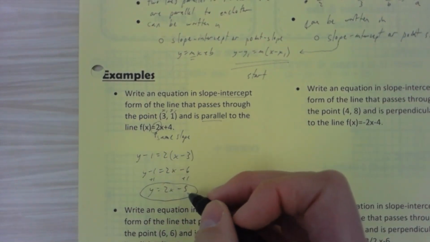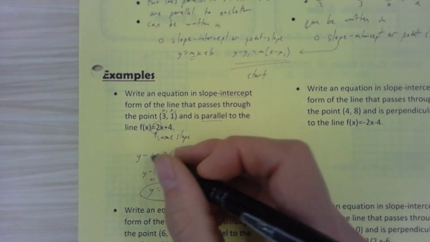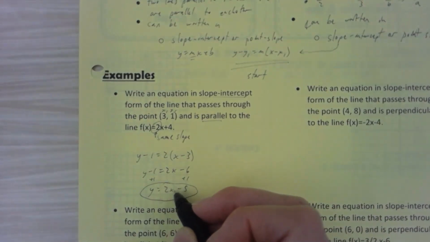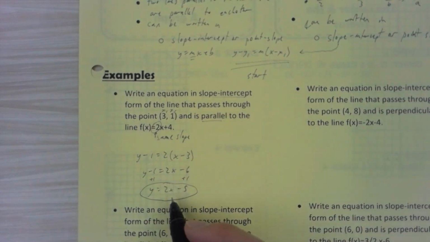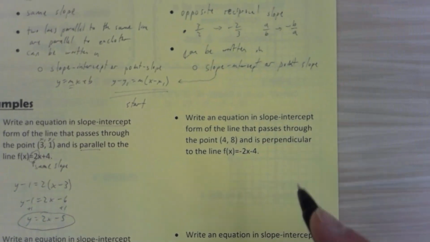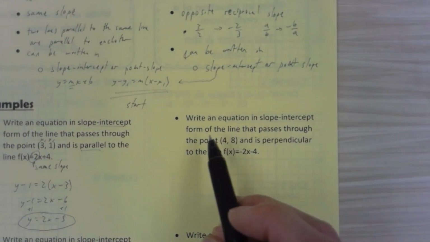Y equals 2x minus 5 has the same slope as y equals 2x plus 4, but it passes through that point, 3, 1. If I plug in the 3, 2 times 3 is 6, minus 5 is 1. It passes through that point, has that slope. That's the slope-intercept form.